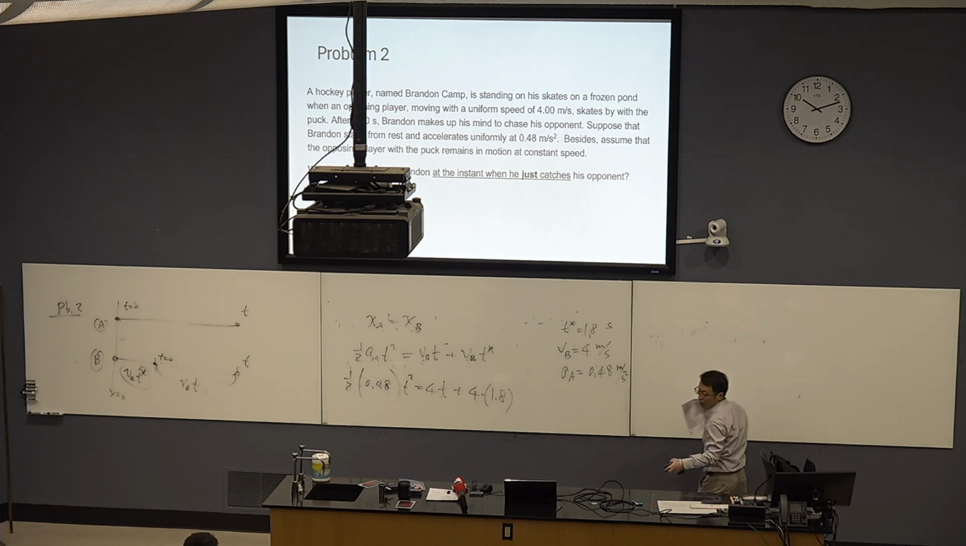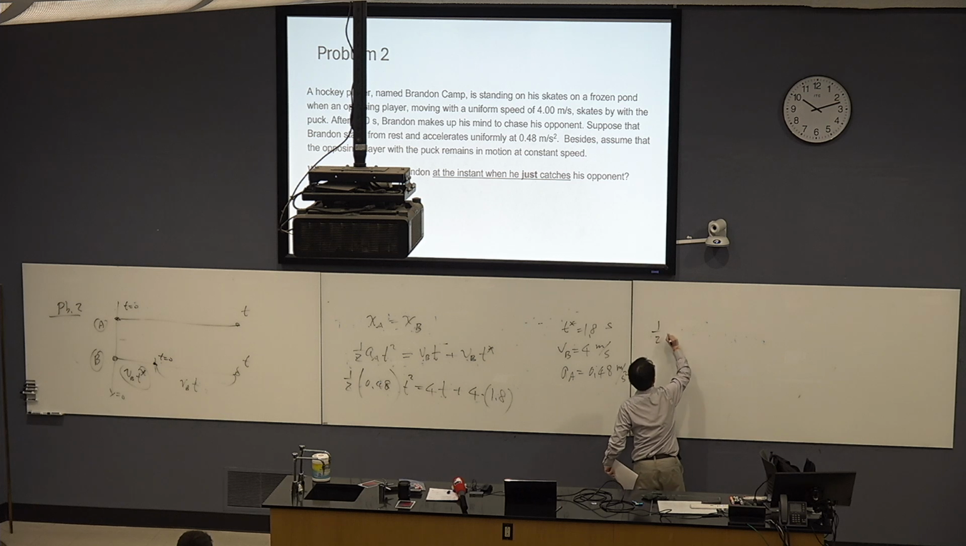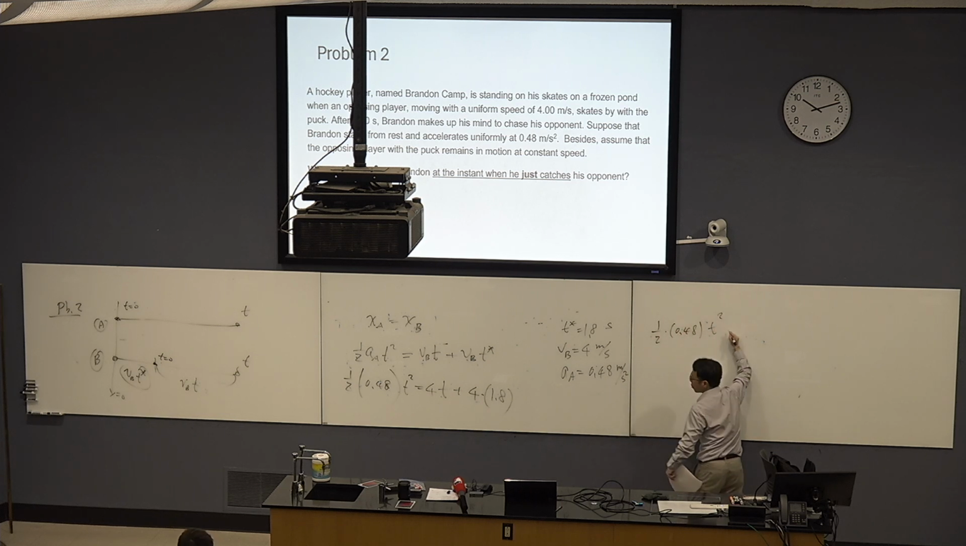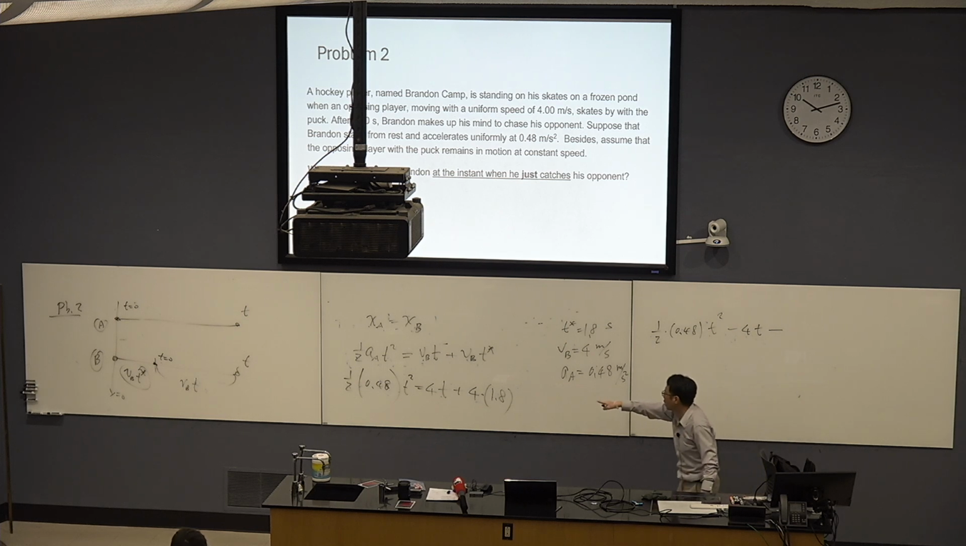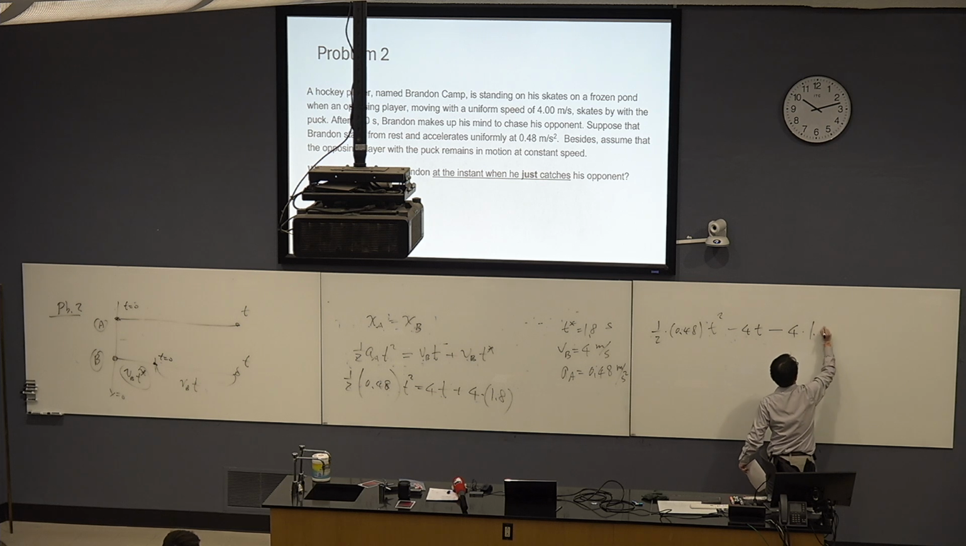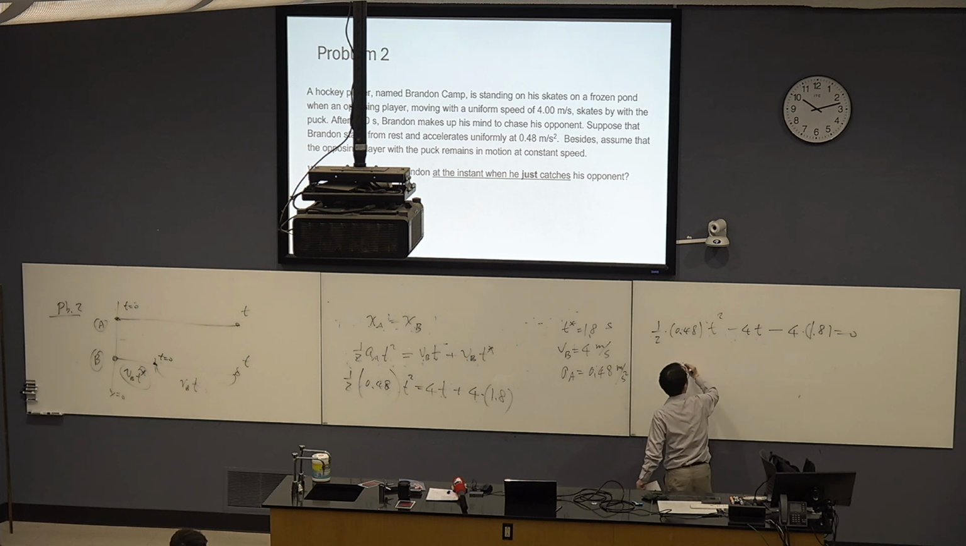You solve for t. This is something we talked about in class. So you have 1/2 times 0.48 times t squared, minus 4t, minus 4 times 1.8, equals 0. And then what you do is solve for t first.